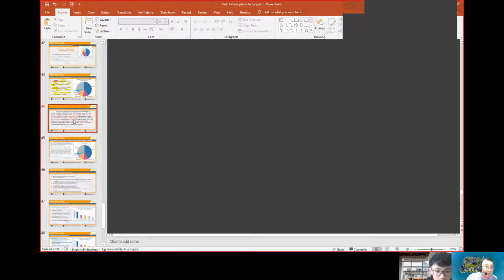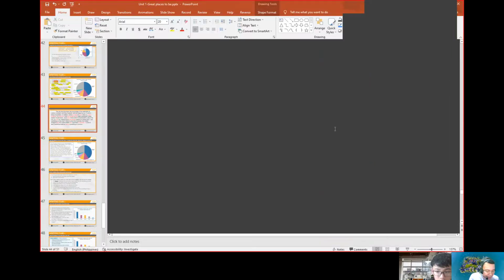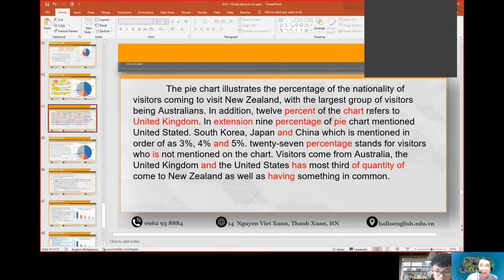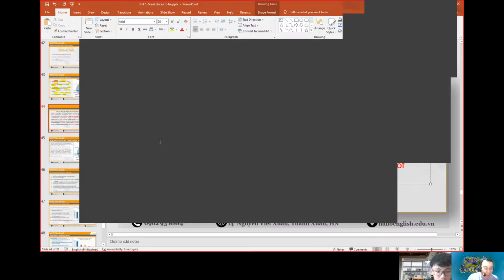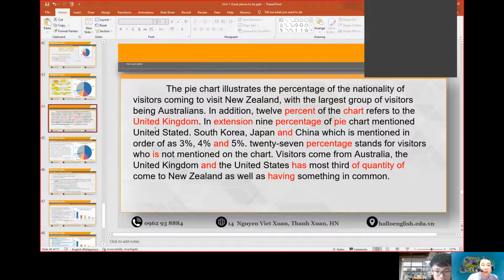Look at this one again. With the largest group of visitors being Australians, in addition, 12% of, okay, there would be just a minor correction of this. So we just have to add the: percent of the chart. Refers to, again, if we are talking of United Kingdom, it's always with the. So, the United Kingdom.